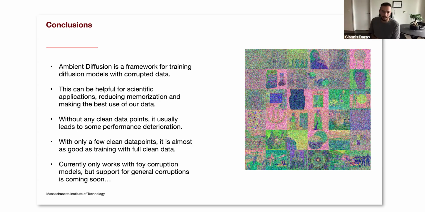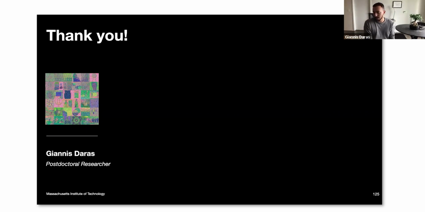Currently it only works with toy corruption models: additive Gaussian noise, and linear corruptions like blur and inpainting. But I gave you a hint about how this would generalize to more arbitrary corruptions, and the underlying math should not change too much. We're actively exploring this, and thank you so much for your time. If there is time for questions and you have questions, I will be happy to take them.